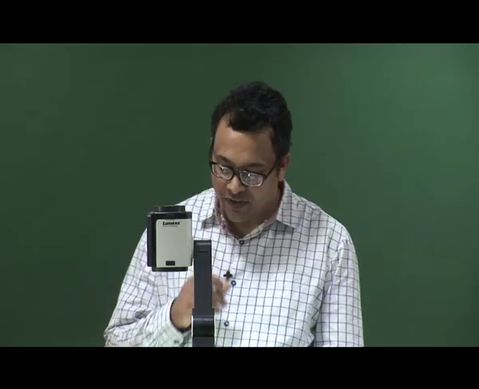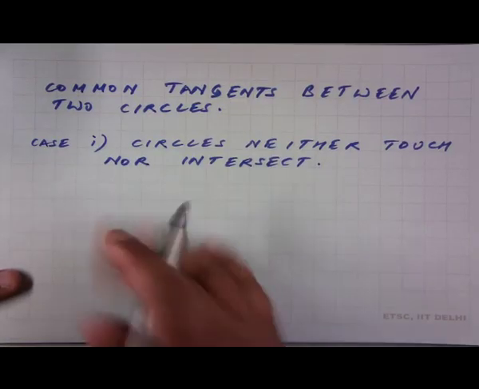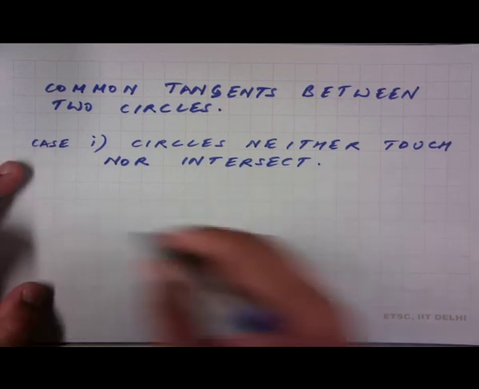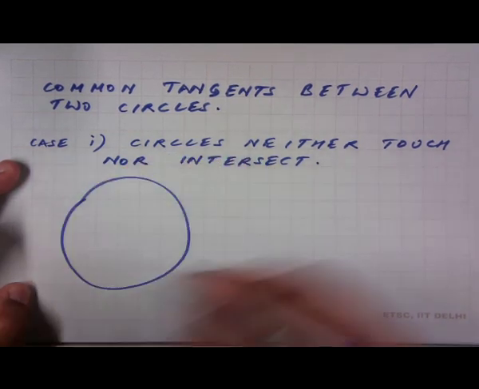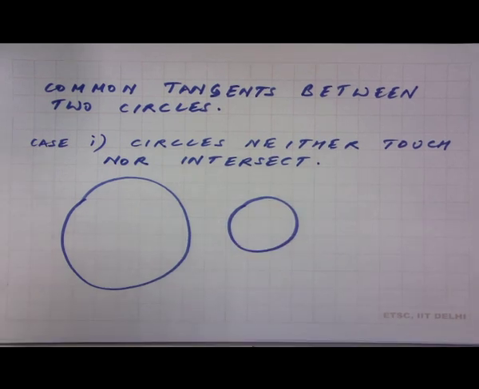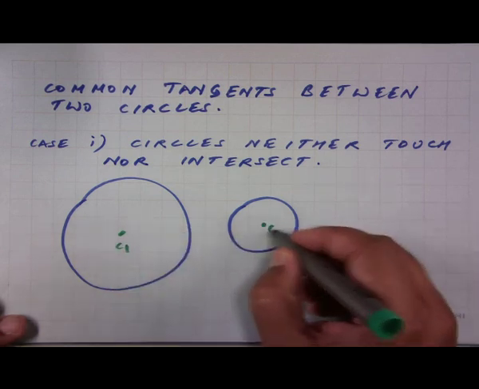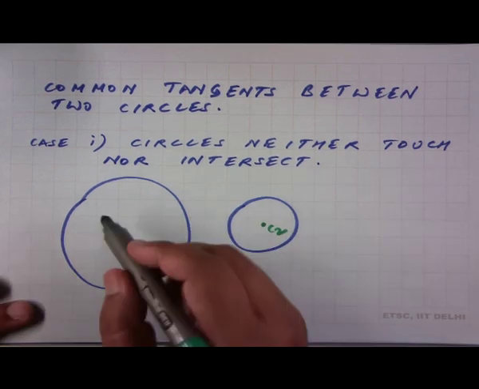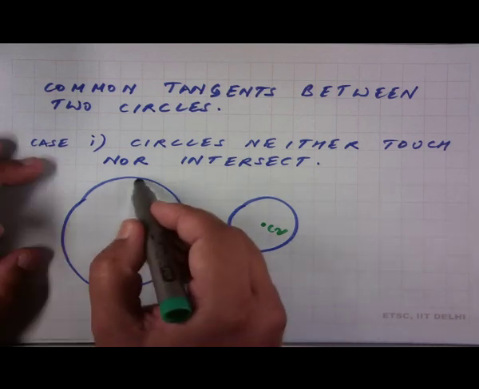So, let us talk about common tangents between two circles. There are of course many cases here. Let us draw any two circles here. This is the case when the two circles are neither touching each other nor intersecting each other. Let these be the centers C1, C2. Then we can see that there are actually 4 common tangents.